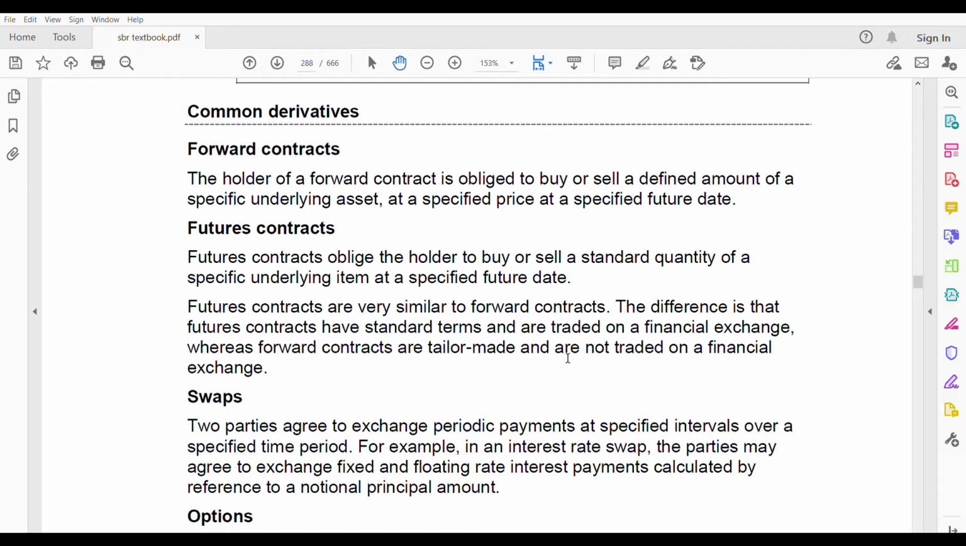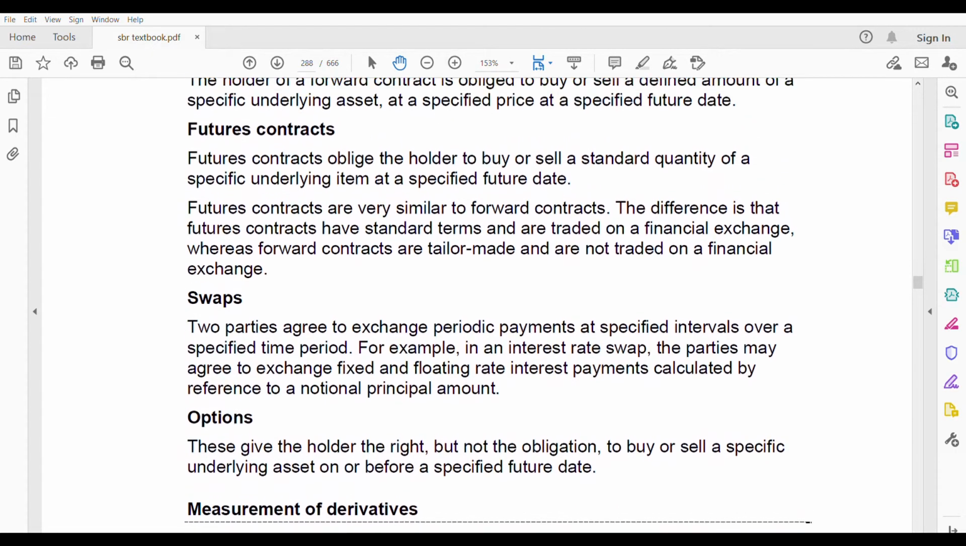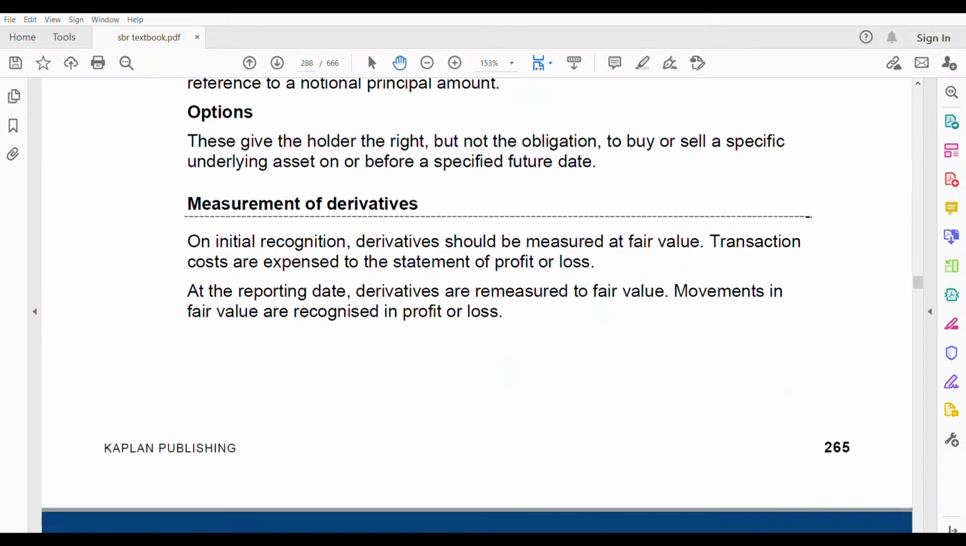An option: you can exercise or you do not exercise, depending on the rate. It could be an interest rate or an exchange rate. If it's favorable in the future, you exercise the option. If it's not favorable, you do not exercise the option. You let it lapse and still take the benefit. So these are four common derivatives. Now, how do you measure those derivatives? On initial recognition, derivatives should be measured at fair value only, and transaction costs are expensed.